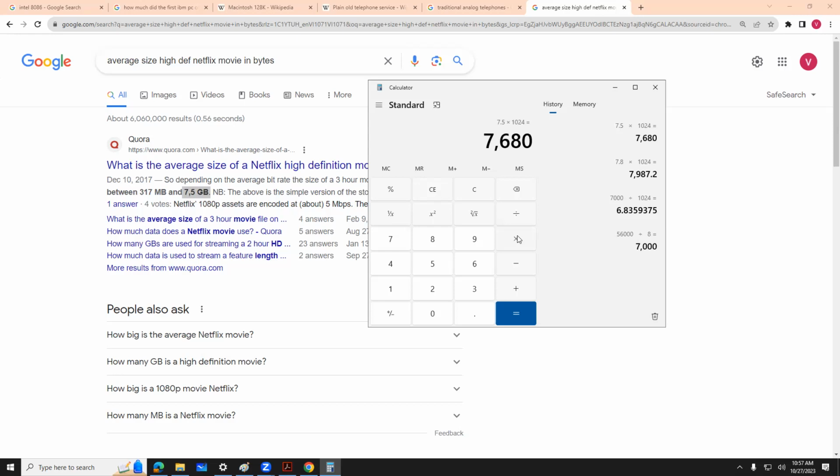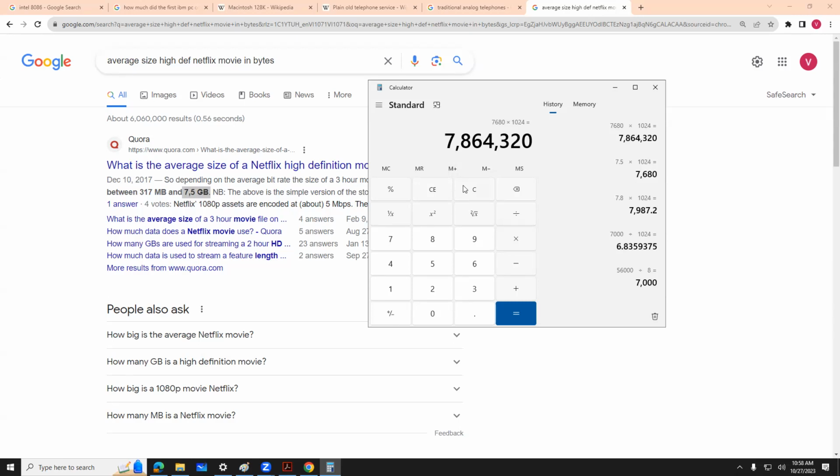Now, how many kilobytes is that? What do I multiply by? Another 1024. So I get 7,864,320 kilobytes. I stored how many kilobytes in the other one? 7 kilobytes. 7,000 bytes makes 7 kilobytes.